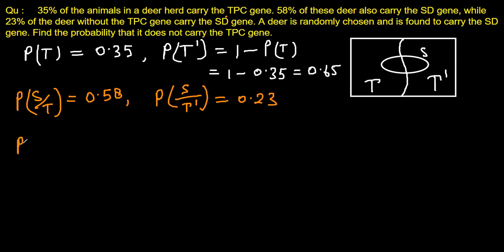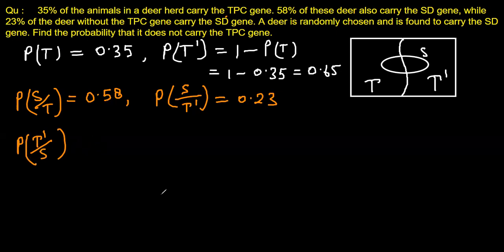Now, what they are asking finally: a deer is randomly chosen and found to carry SD genes. So that means we already know that the deer is carrying SD genes, and we have to find the probability that it does not carry TPC. So does not carry TPC means T complement, given that it carries SD genes. So this is what they are asking.